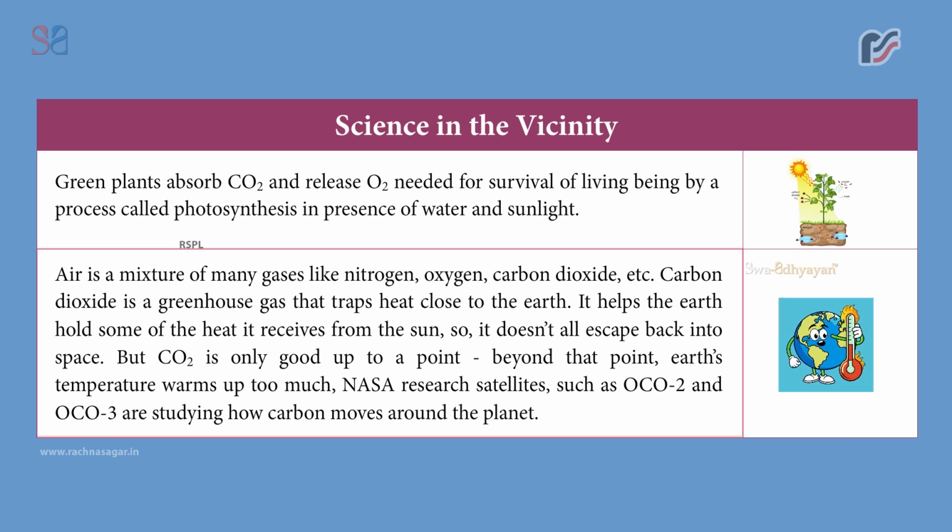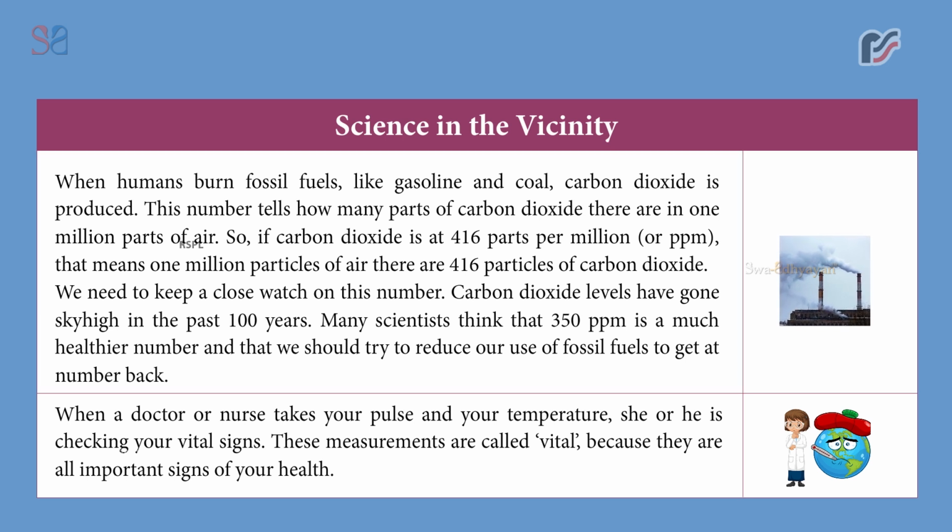NASA research satellites such as OCO-2 and OCO-3 are studying how carbon moves around the planet. When humans burn fossil fuels like gasoline and coal, carbon dioxide is produced. This number tells how many parts of carbon dioxide there are in 1 million parts of air. So, if carbon dioxide is at 416 parts per million or ppm, that means in 1 million particles of air there are 416 particles of carbon dioxide.